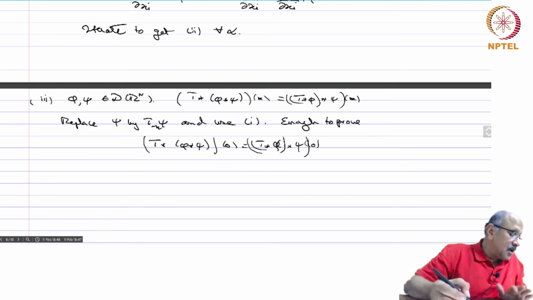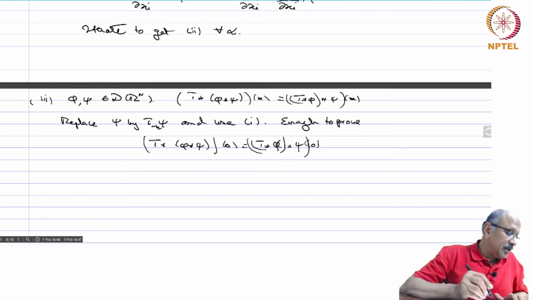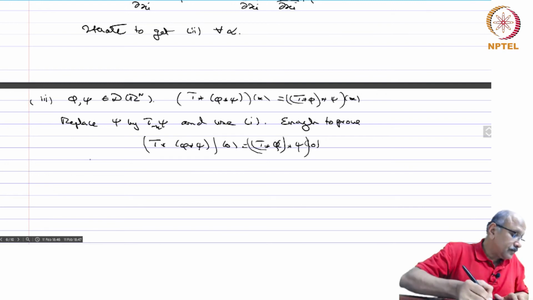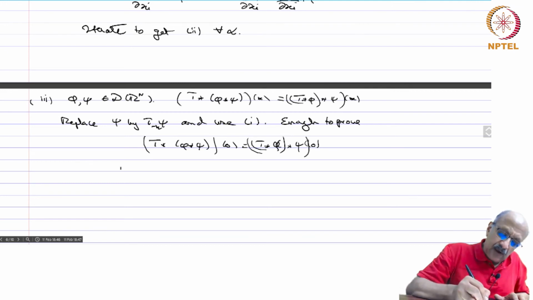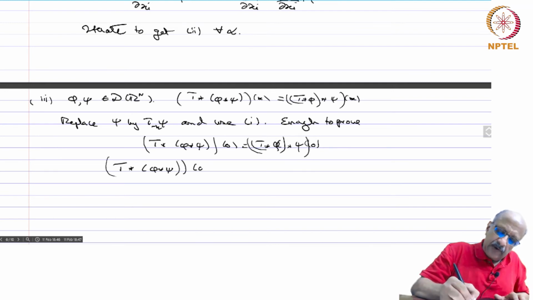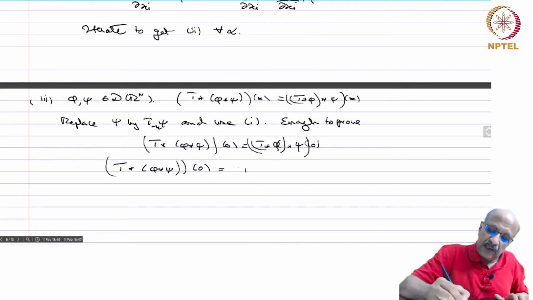So, just check that. Okay, so let us take T star phi star psi evaluated at 0. What is this? This is T acting on tau of 0, which is the identity, of phi star psi, cheshire.